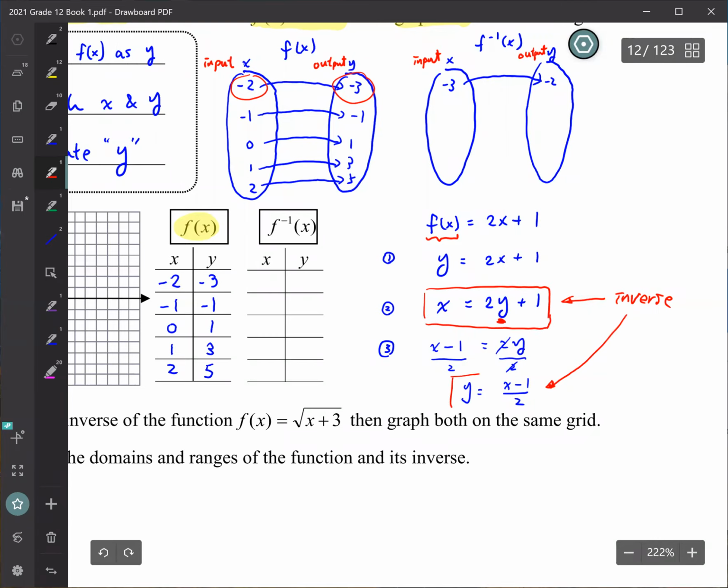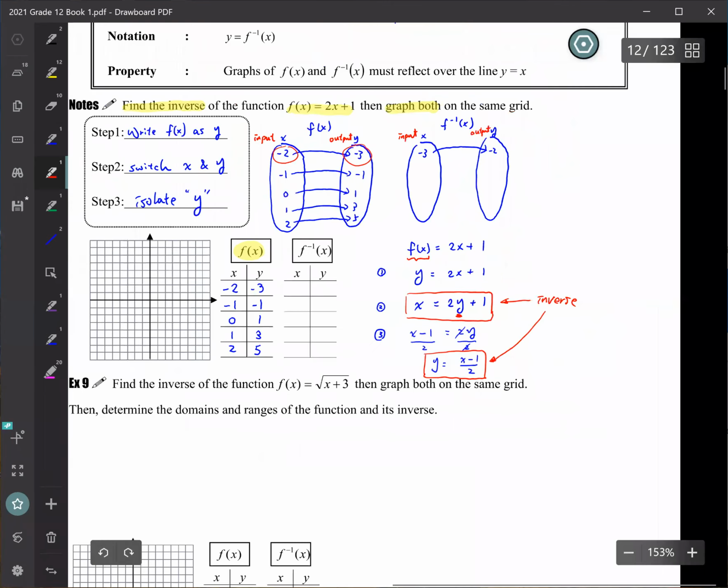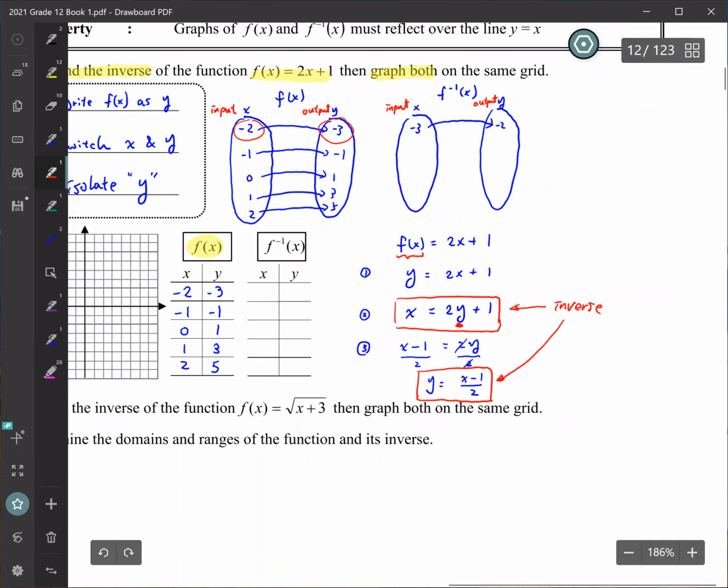But the second one is easier to use, because usually we want to plug in the x and find the y, so the y needs to be by itself. And then the symbol for the inverse, let's write it here, is f with a little -1. That -1 is not an exponent. Please remember that it's not an exponent. It's a symbol to represent the inverse.